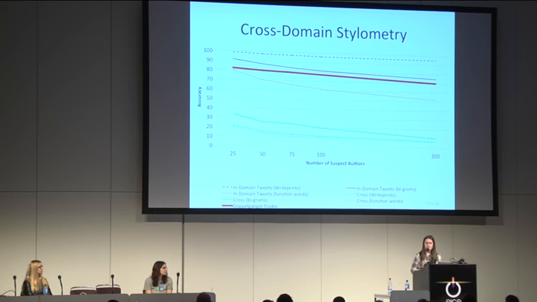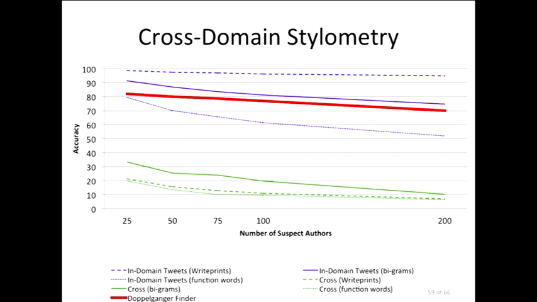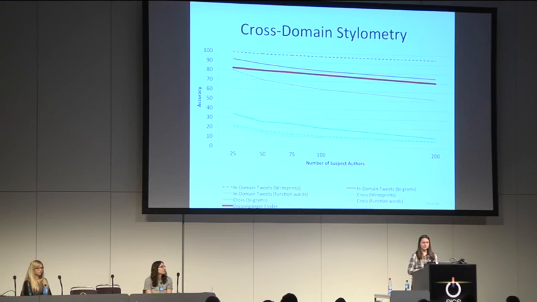Here are the cross-domain results for the blog and Twitter data set. The green lines at the bottom were the green bars on the slide, on the domain adaptation slide. So we do very terribly in cross-domain using those methods. And then the blue lines are the in-domain results, and the bold red line are the doppelganger finder results using our augmented doppelganger finder. So you can see we were able to recover the accuracy to almost as high as some of the in-domain accuracies.